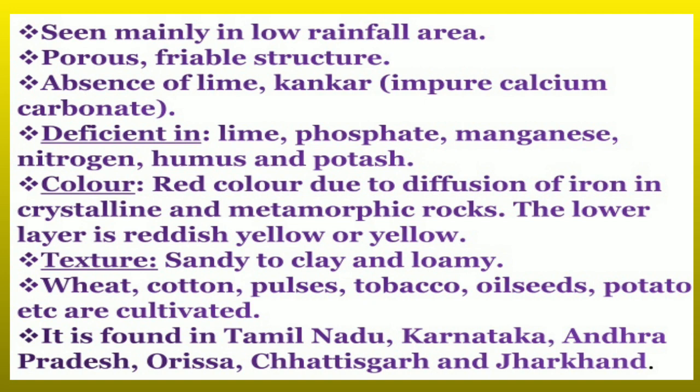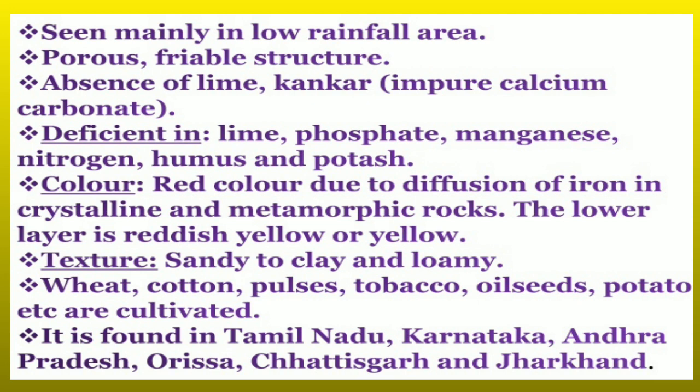Absence of lime, kankar, or deficient in lime, phosphate, manganese, nitrogen, humus and potash. Now let us talk about the color. We know it is called red soil. Red color is due to diffusion of iron in crystalline and metamorphic rocks. As you can see, when you put water on any iron object and it stays there for a few days, you will see the color may be red. The lower layer is reddish yellow or yellow.